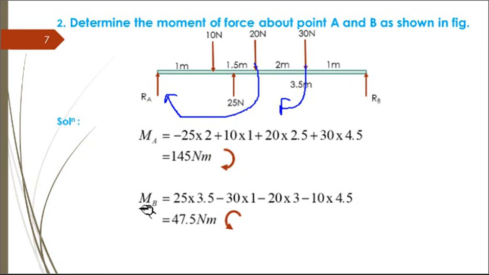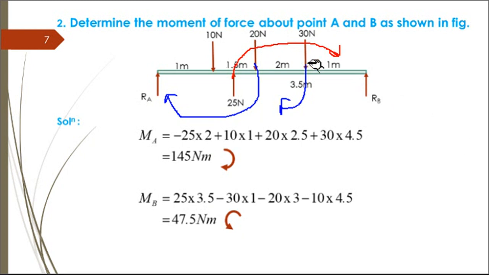Similarly, we are considering moment about point B. So the force is now 25 going upward, perpendicular distance from B is 3.5. Now the nature of moment of the force 25 Newton is moving upward, and towards point B it is going in clockwise direction, so positive.